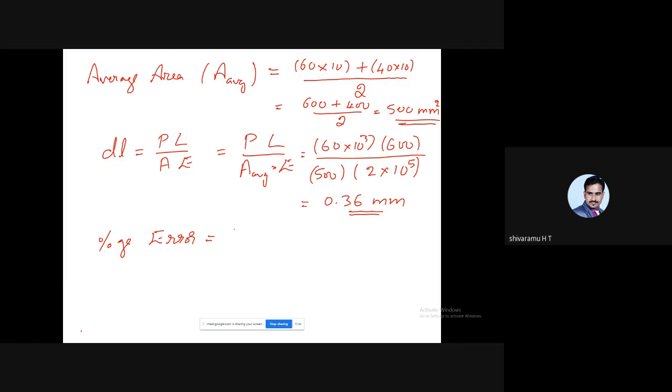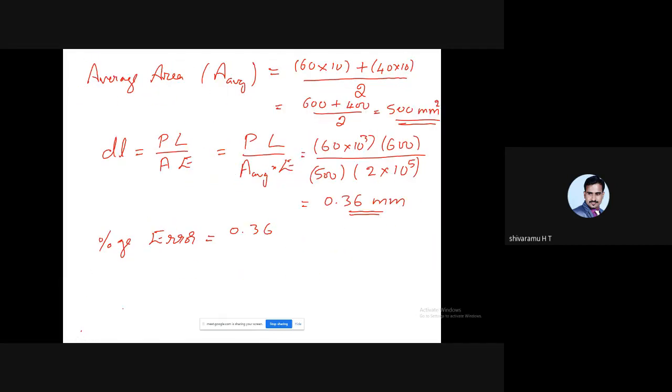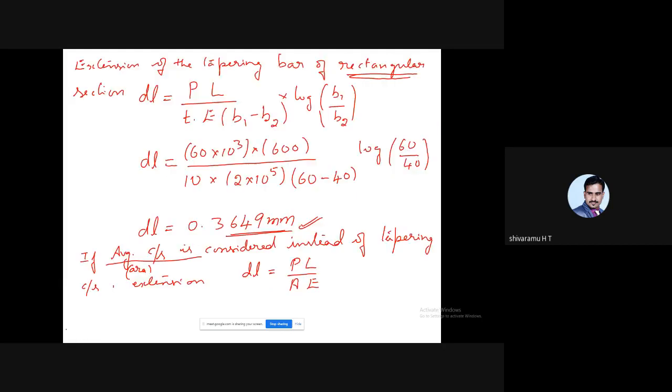So the percentage of error will be equal to 0.3649 minus 0.36 over 0.3649, and in terms of percentage we need to multiply with 100, so the percentage of error we get is 1.3428. So this is the percentage of error we are getting if, instead of taking the actual area, we take the mean or average area of the cross section.